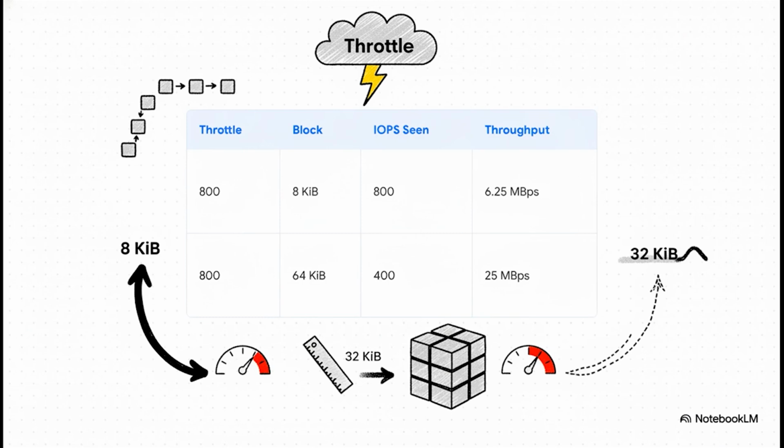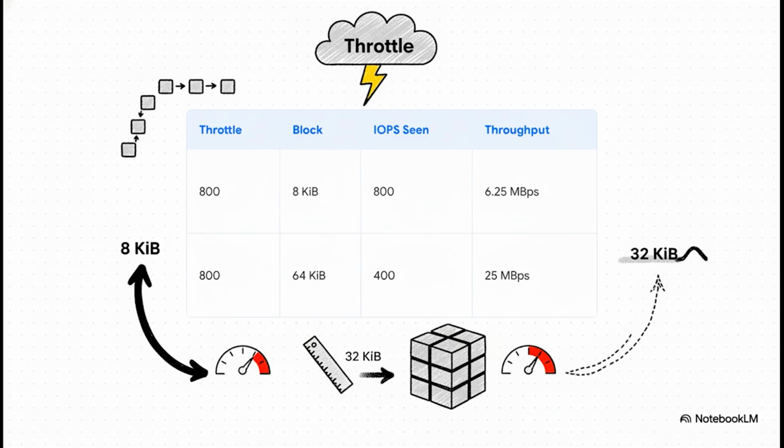You go in and set a throttle limit of 800 IOPS on a VM. Now let's say the application on that VM is writing data in little 8 kilobyte blocks. Since 8K is well under our 32K fixed limit, Nutanix is totally fine with it and allows the full 800 IOPS. To figure out the throughput, we just multiply those 800 operations by 8 kilobytes. That gives us 6,400 kilobytes per second, which translates to 6.25 megabytes per second of throughput.